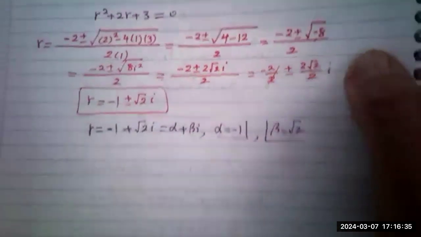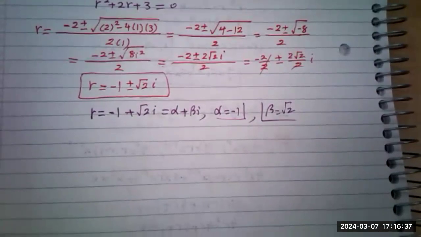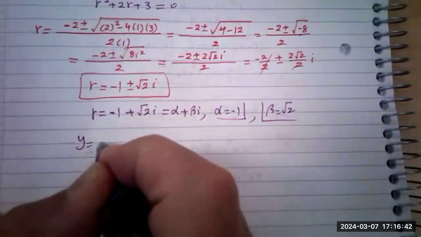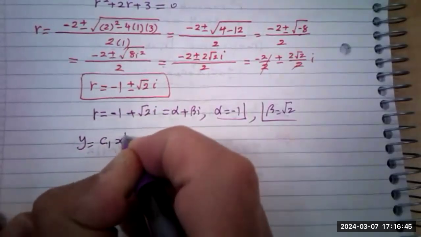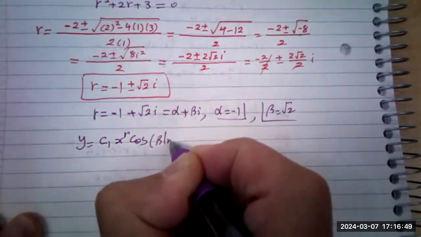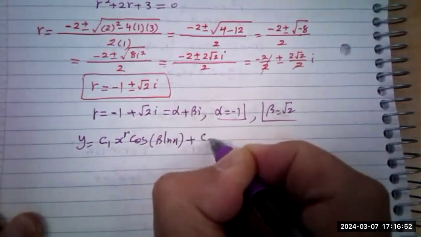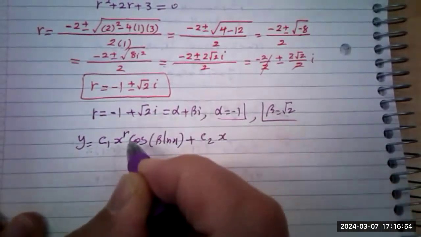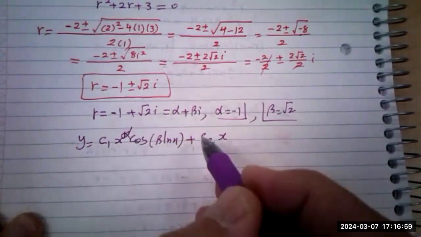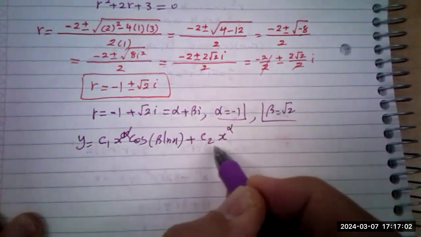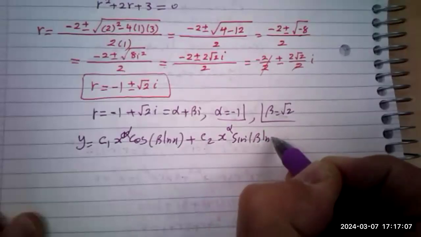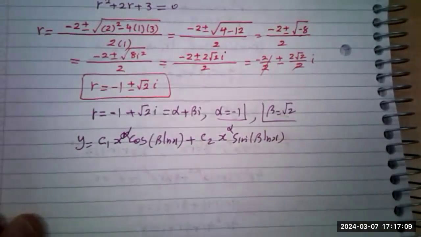Now you are ready to go to the formula that we have. Remember, the formula was this one, I repeat it for you. It's C1 x to the alpha cosine of beta ln x, plus C2 x to the alpha sine of beta ln x. This is x to the alpha because we have the alpha and beta. It's like e to the alpha x that we had before.